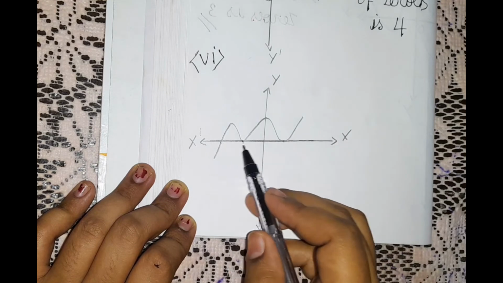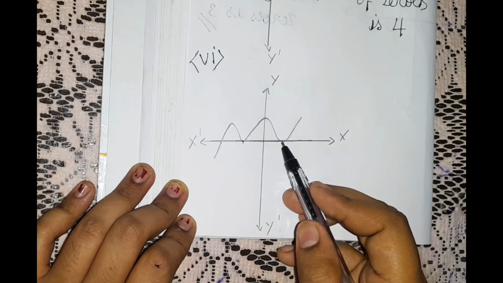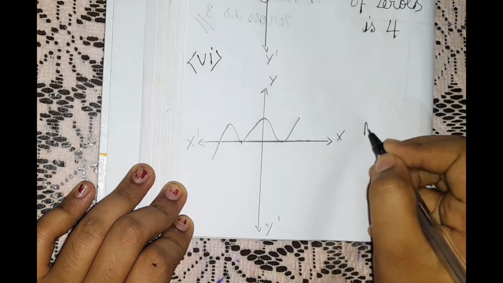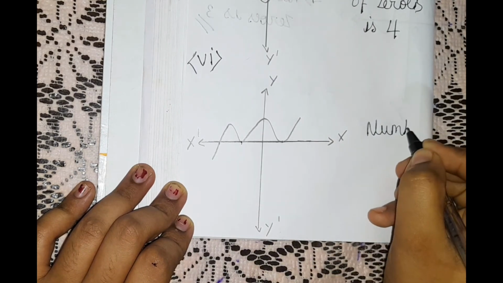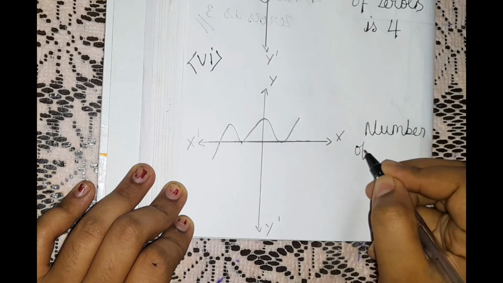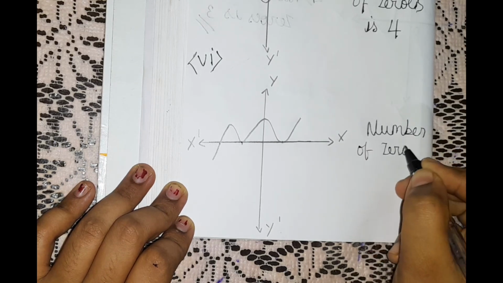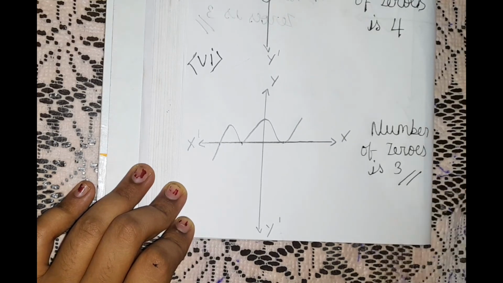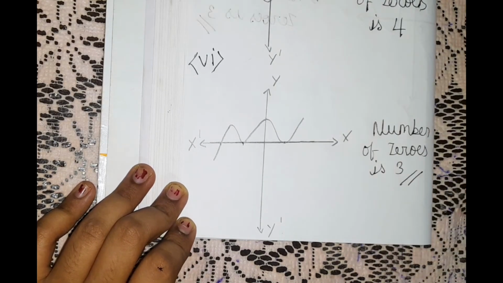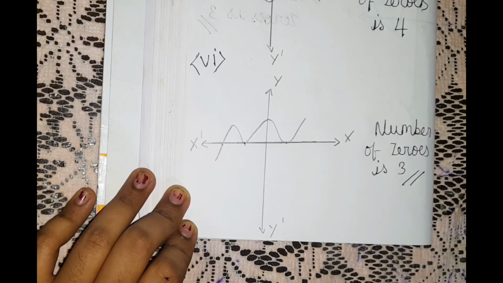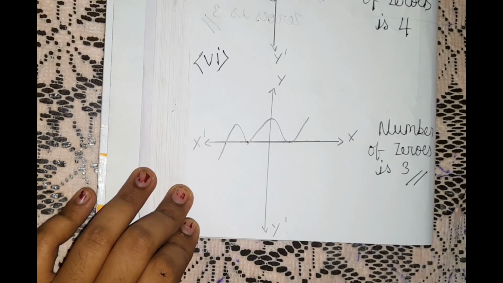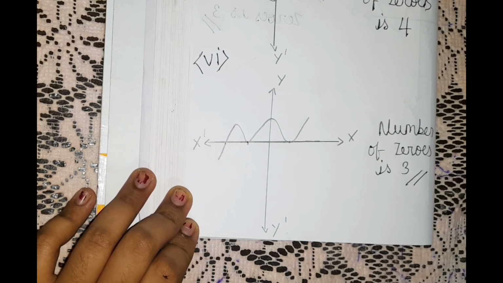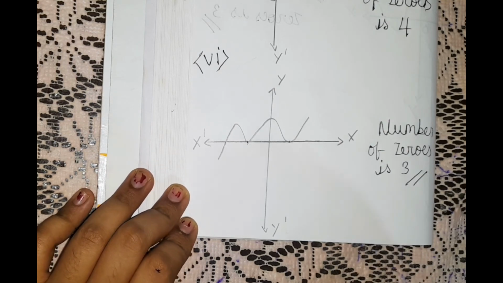So here we have 1, here also we have 1, here also we have 1. So totally 1, 2, 3. So totally we got 3. So number of zeros is 3. Okay, so finally we solved it. So it was pretty easy because we know how to do bar graph. By using this we just solved it. Okay, so we found the number of zeros for all the subdivisions.